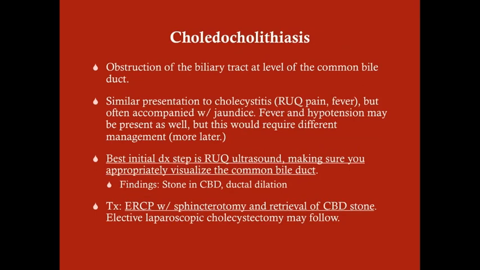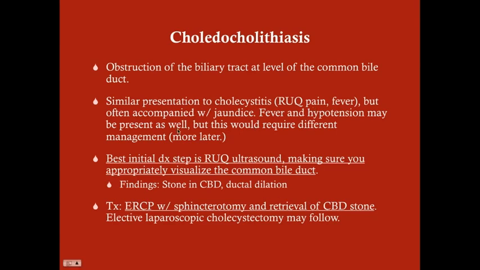So choledocholithiasis is an obstruction of the biliary tract at the level of the common bile duct. There's a similar presentation to cholecystitis in as much as there's right upper quadrant pain and fever, but this is often accompanied with jaundice. Now, it's very difficult sometimes to see jaundice if you're just looking at the skin. You need to look into the patient's eyes, because if a patient just has mild elevation in their bilirubin, they're not going to have yellow skin. They're going to have scleral icterus. That will happen before they get jaundice. So look into their eyes.